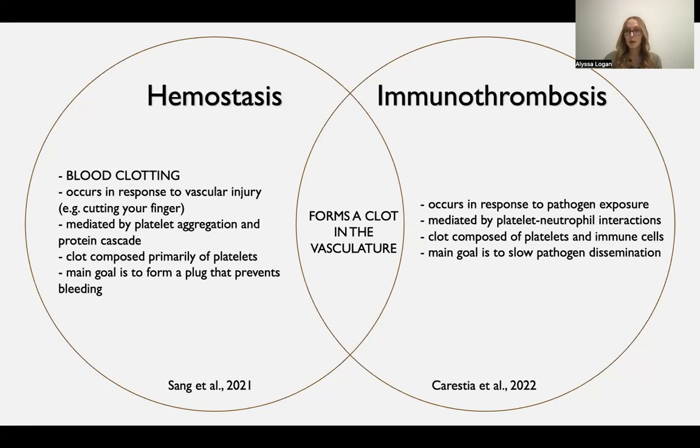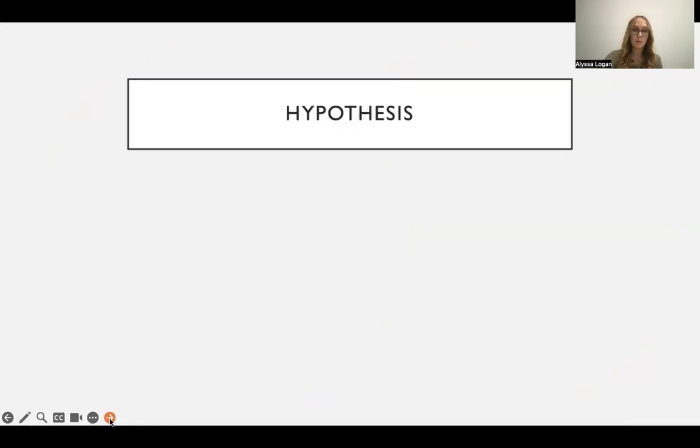Immunothrombosis, on the other hand, occurs in response to a pathogen, and it's mediated by platelet-neutrophil interactions. Its main goal is to slow a pathogen from spreading in the bloodstream. Now, while both hemostasis and immunothrombosis form a clot in the vasculature, the composition of the clot differs in that hemostasis is primarily platelets and immunothrombosis is platelets and immune cells.